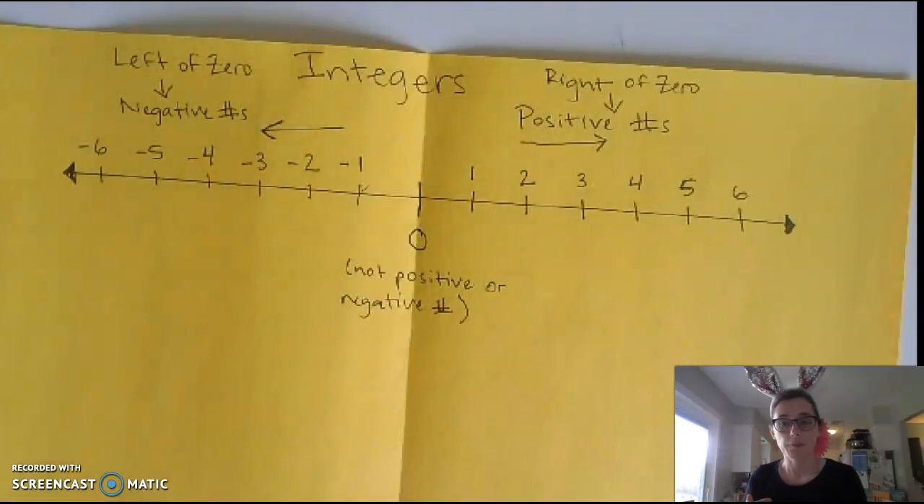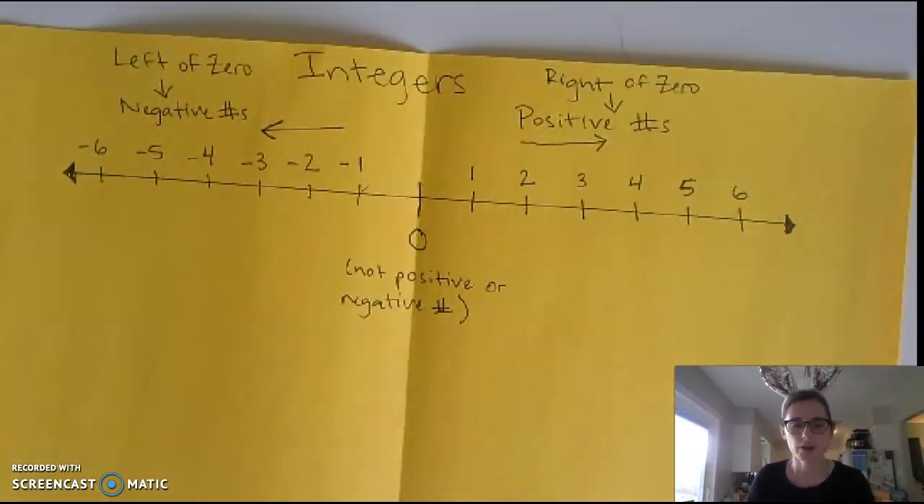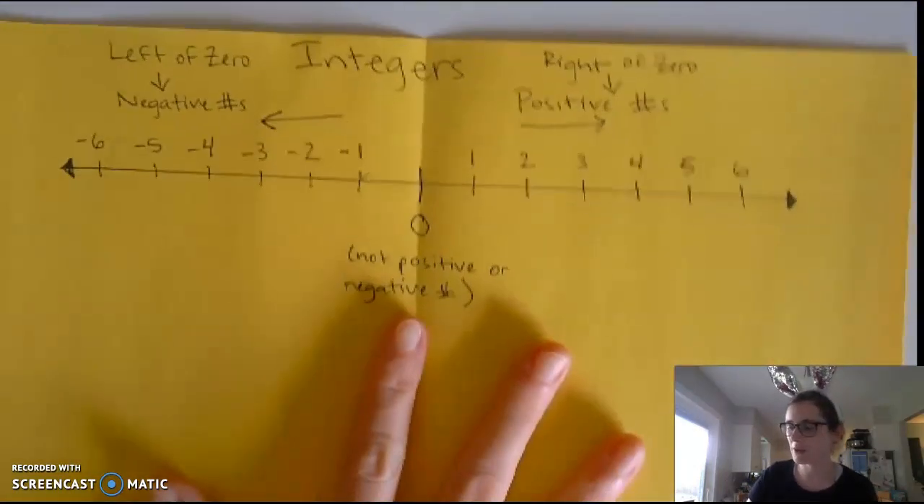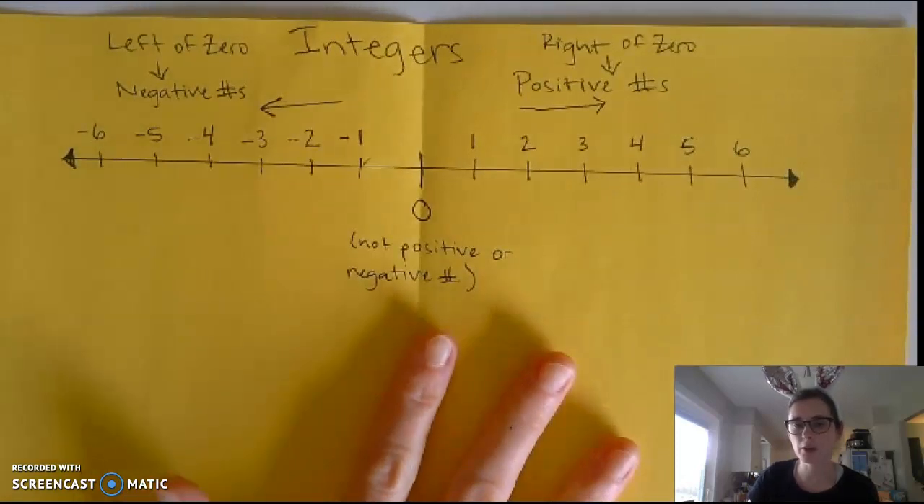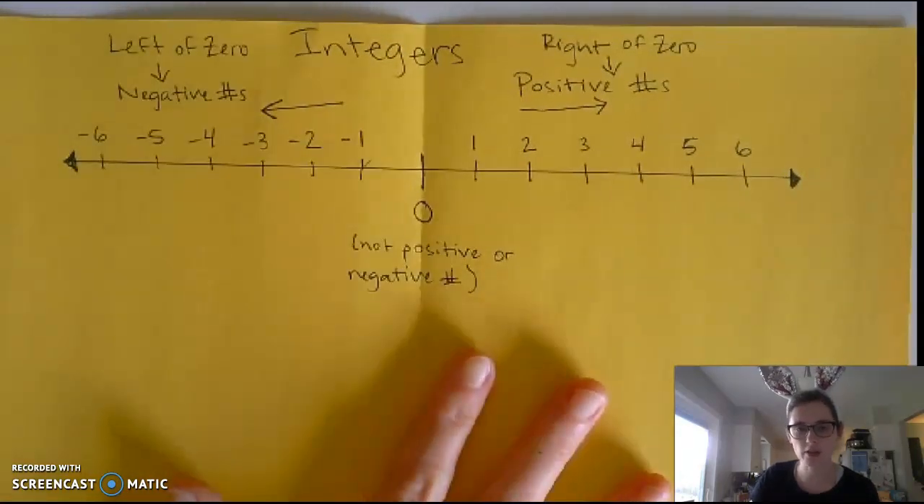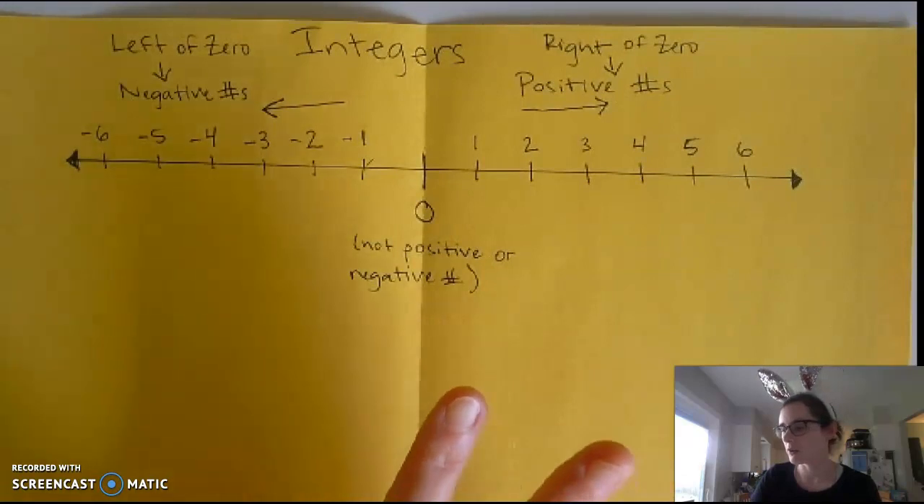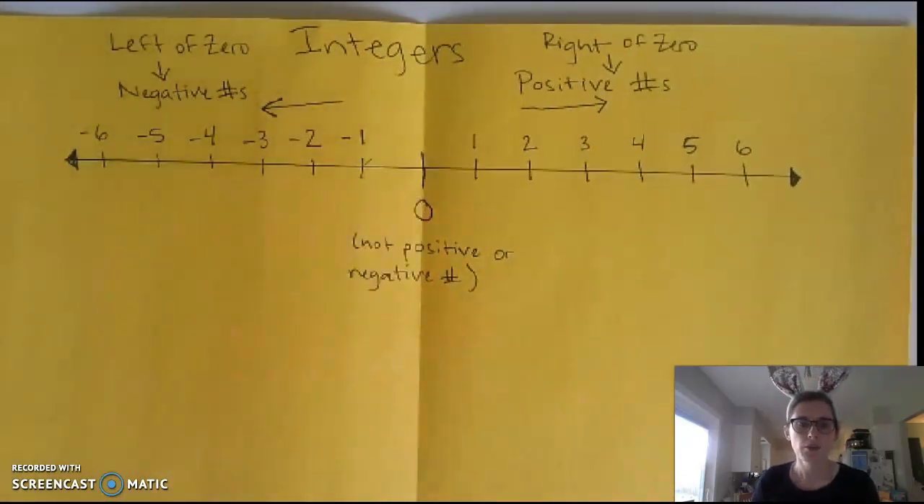All right, so your job right now, thank you for listening to all of that. Hopefully you have this. We're going to add to it a little bit tomorrow, so hold on to this someplace safe. And for today, you're just going to practice placing missing numbers onto a number line.